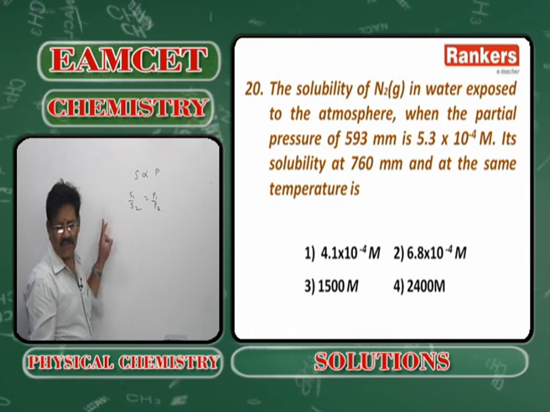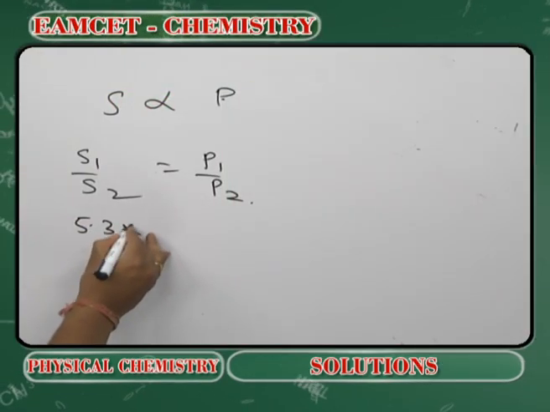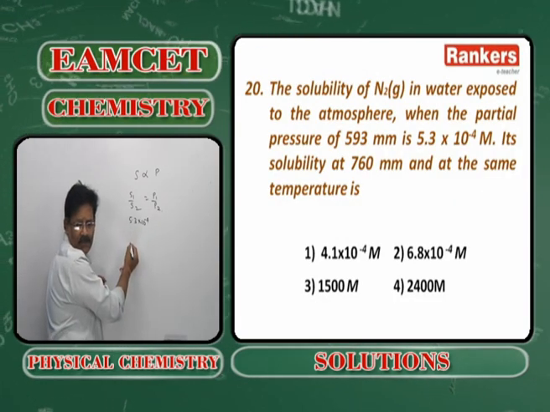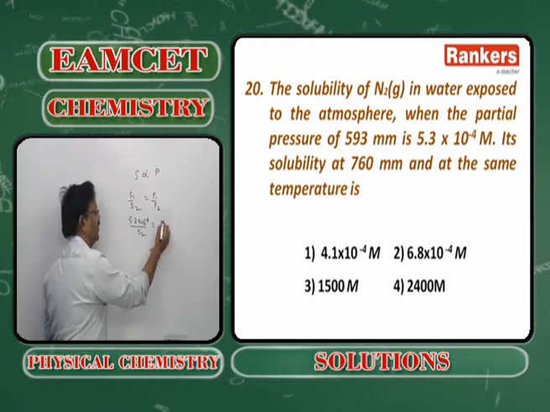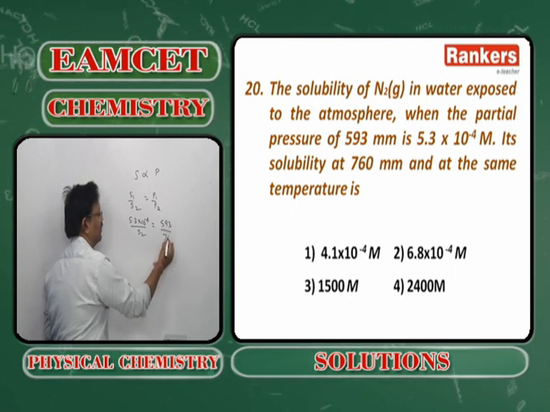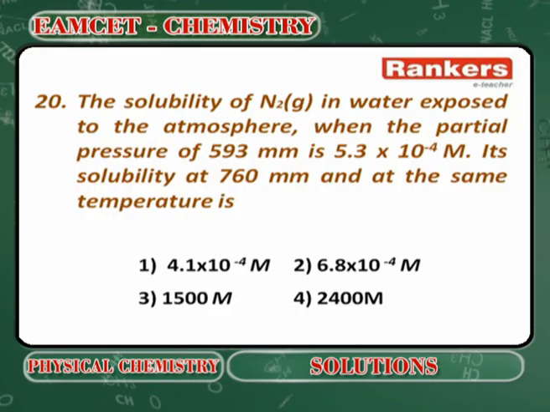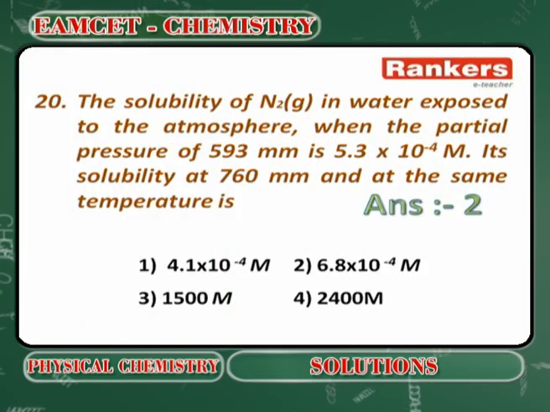What is S1? 5.3 into 10 to the power minus 4. We have to find S2. What is pressure 1 given? 593. What is pressure 2 given? 760. Solving, we get the S2 value as 6.8 into 10 to the power minus 4, because the solubility increases slightly. Next question.